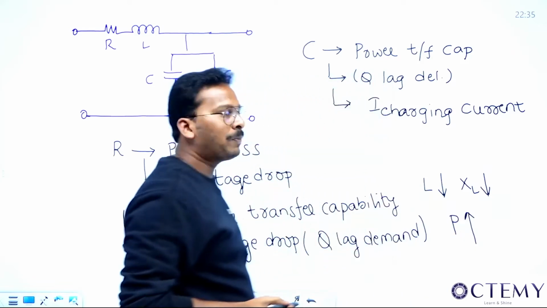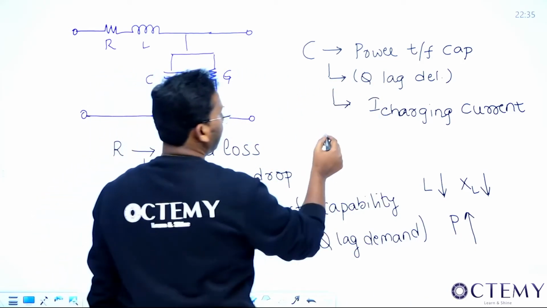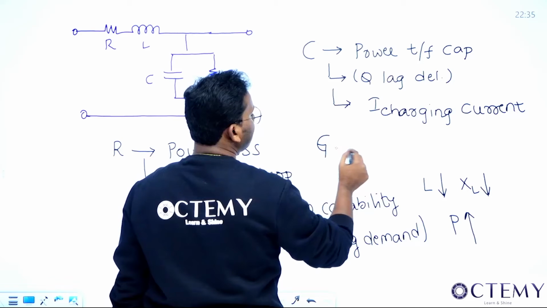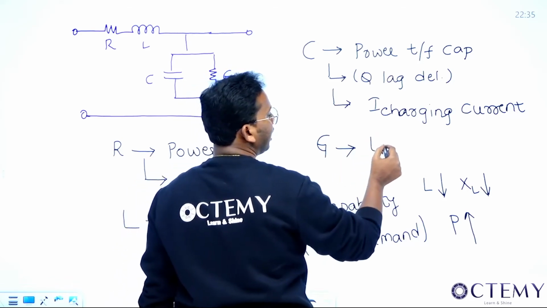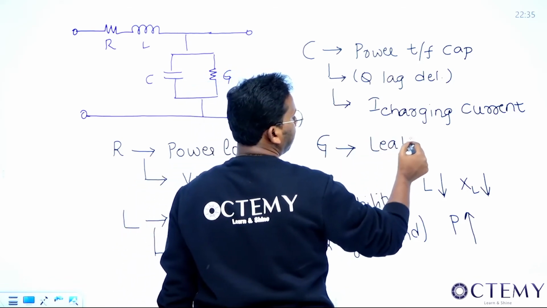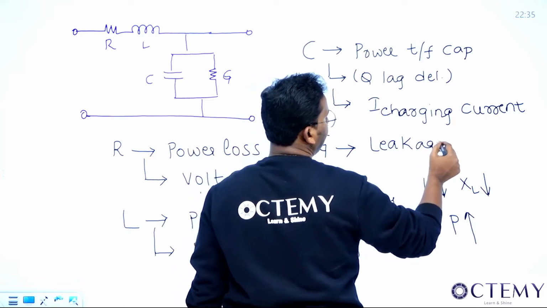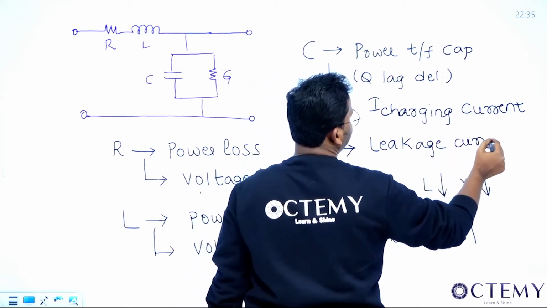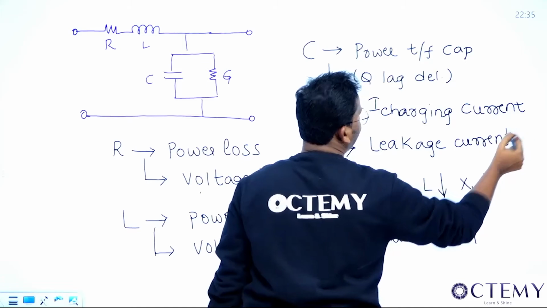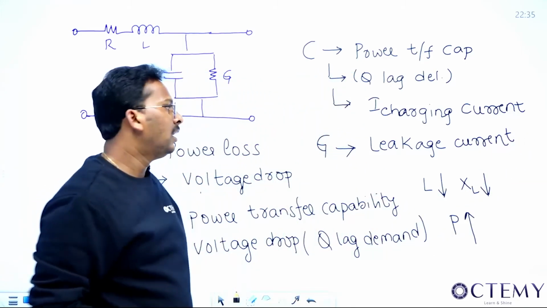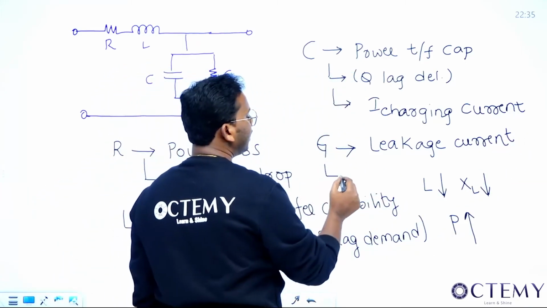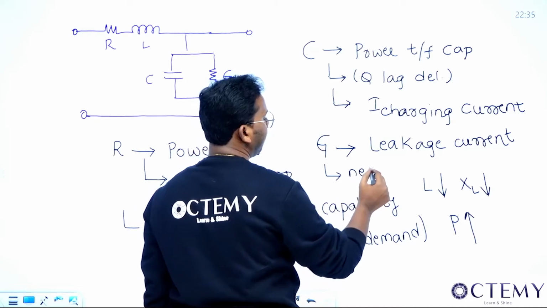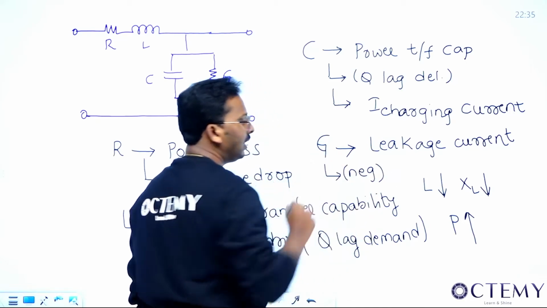Now, the next parameter is G, conductance. Conductance comes because of the leakage current. But in practical cases, the amount of leakage current that happens will be very less. So most of the time, this is neglected. In most of the cases, this is particularly neglected.